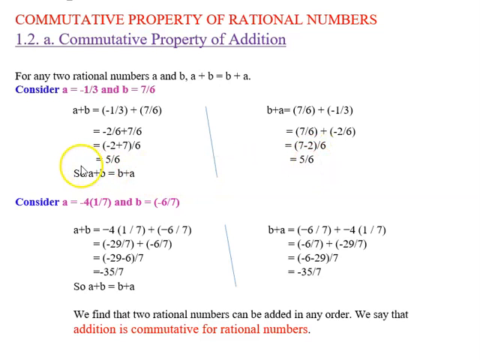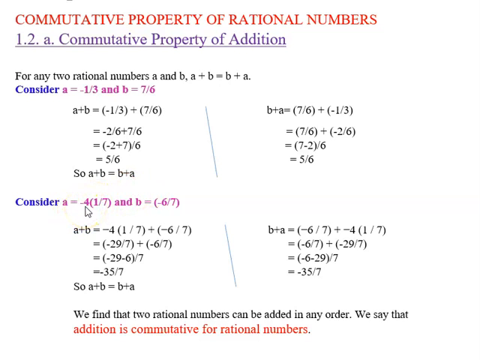So, from this we can see that a plus b is equal to b plus a. So, for any two rational numbers a and b, a plus b is equal to b plus a. That is, you will get the same result if you add in any order. Now, we'll see this with another example.